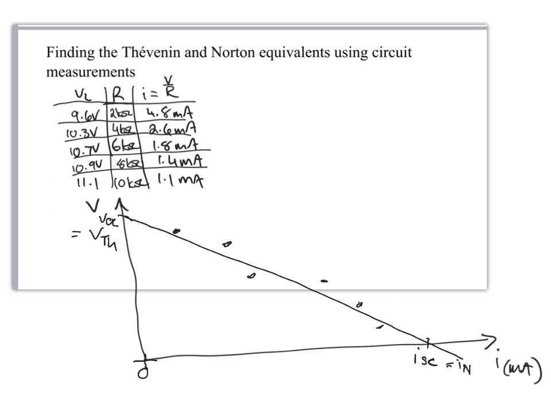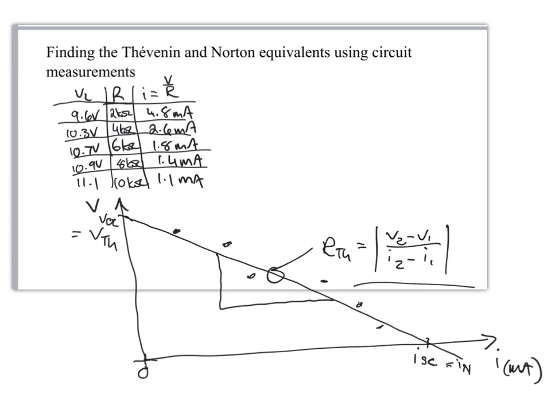And the slope of this graph gives us the Thevenin equivalent resistance. So R Thevenin is equal to V2 minus V1 for any point on that graph, divided by I2 minus I1. So the slope is negative, but obviously we just use the modulus of that to find R Thevenin. And that is the end of this recording.